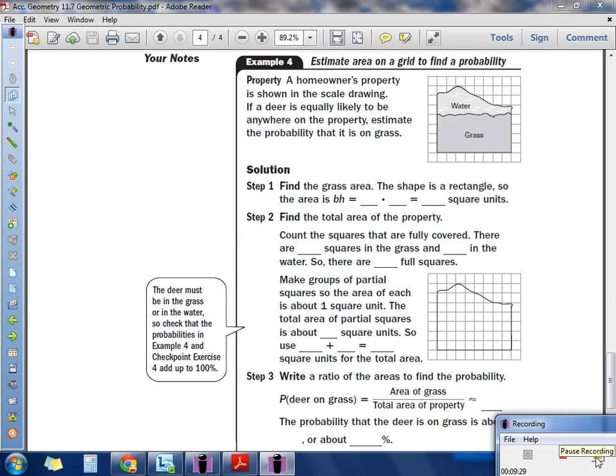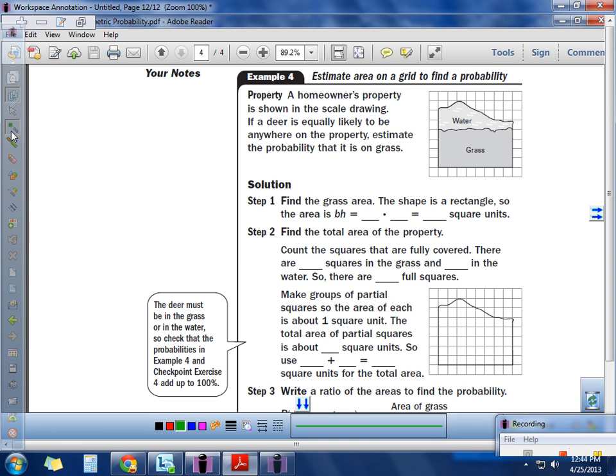On this last one, it talks about property, and we're trying to figure out what's the probability that we're going to land on grass out of the whole total property. So it says if a deer is equally likely to be anywhere on this property, on this graph, estimate the probability that it's on the grass. So we got to think about grass in comparison to the water. And this one, since they're kind of irregular shapes, we can do a little bit of rounding because all it wants is an estimate.